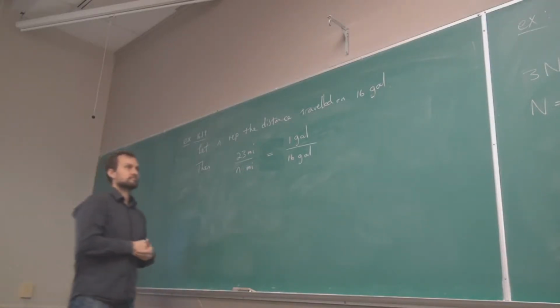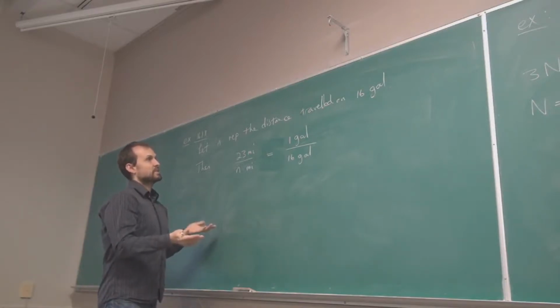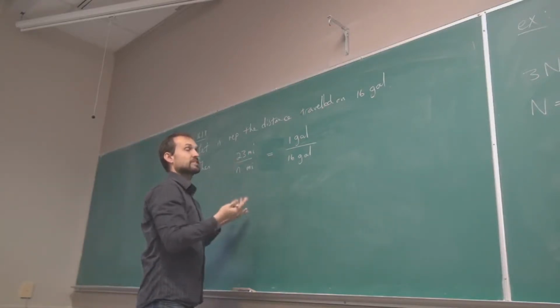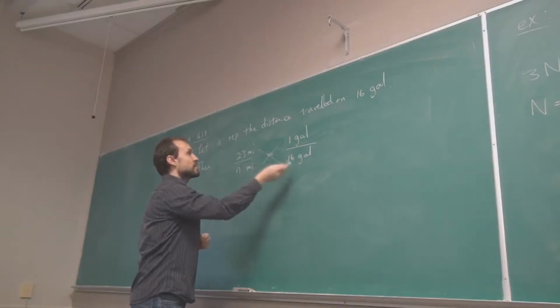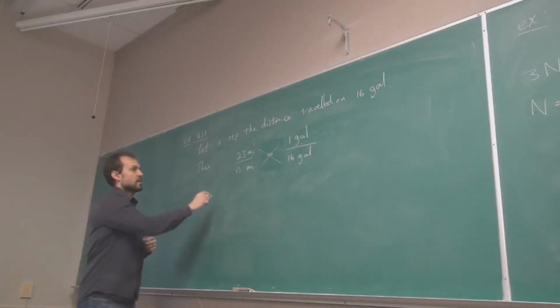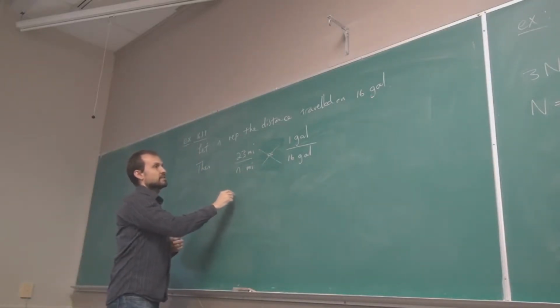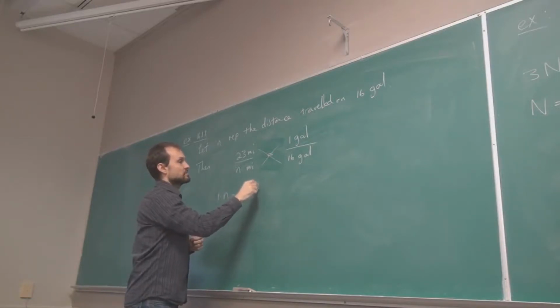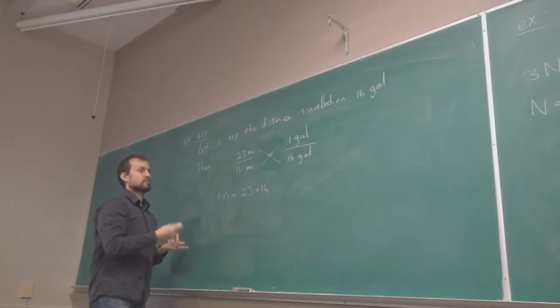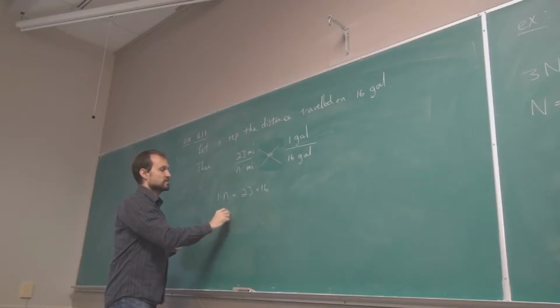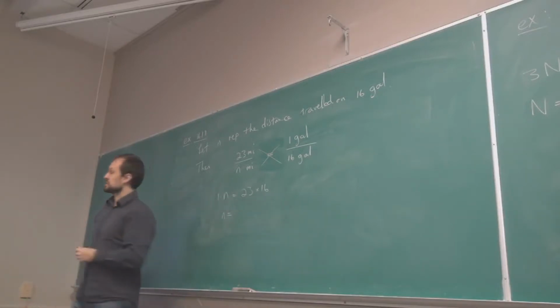Absolutely always. Now I have my ratio equation. I don't need the units, but they're nice to have. Cross multiply, because it's a ratio equation. 1 times n equals 23 times 16. And I already know that was the answer. So n is whatever 23 times 16 is.